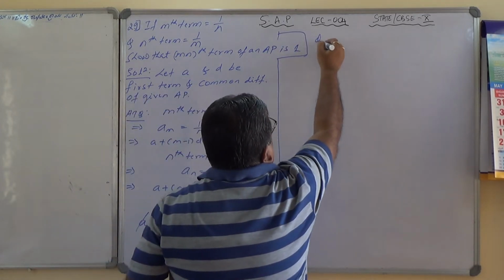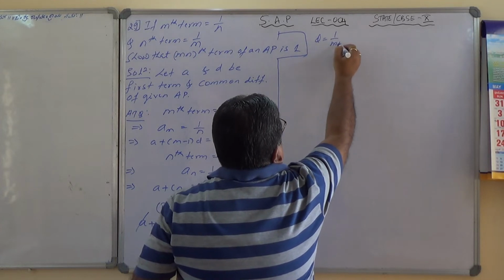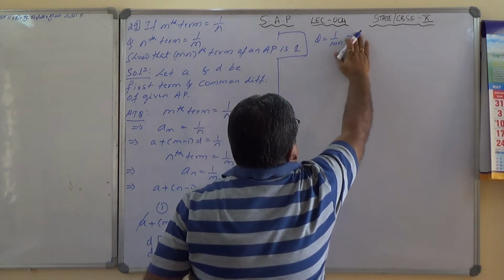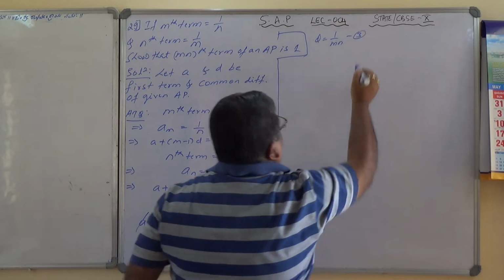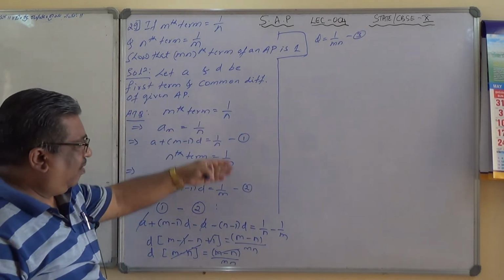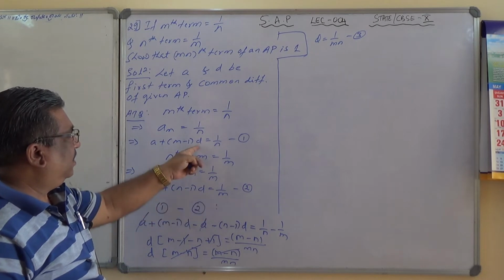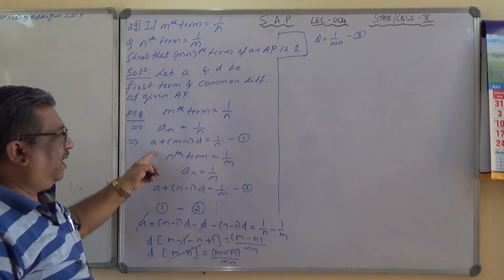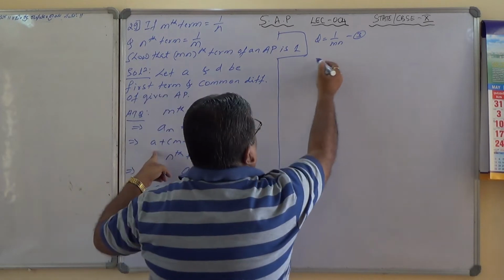D equals 1 by mn. Mark this 3. Correct? You got it? Now take either 1 or 2, substitute d and get the value of a now. I'll take from 1.